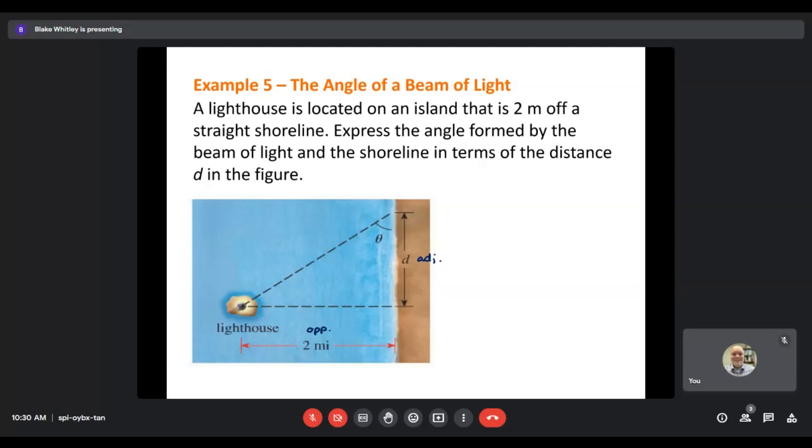Because if you notice here, here's our right angle. So since we're dealing with opposite and adjacent, that tells us we're going to do our tangent function. So I'm going to take the tangent of theta, and that should be equal to opposite over adjacent, or 2 over d.